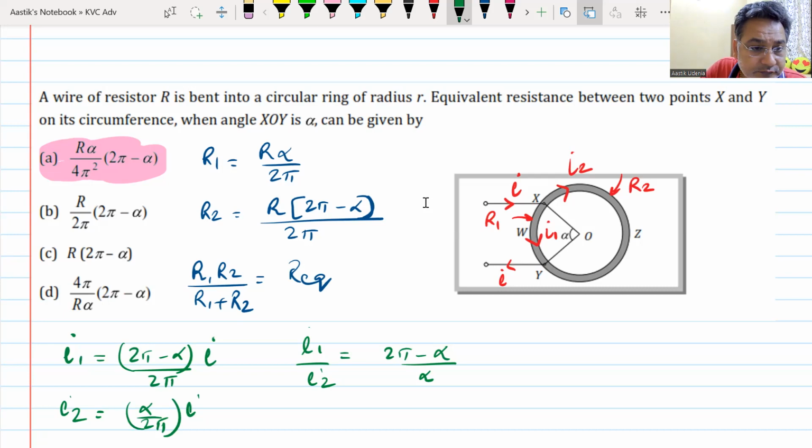To create a potential difference between 2 points. Why do you want to create that potential difference? To allow current to pass through them, to make current flow through them.